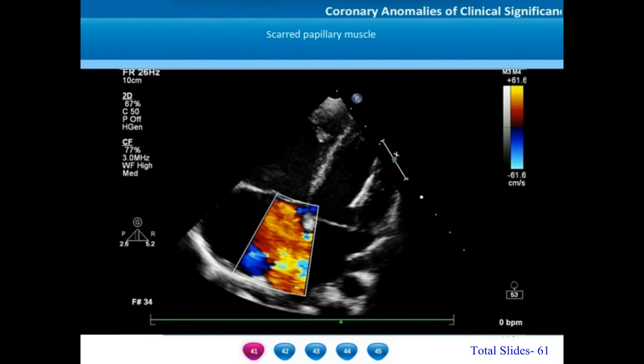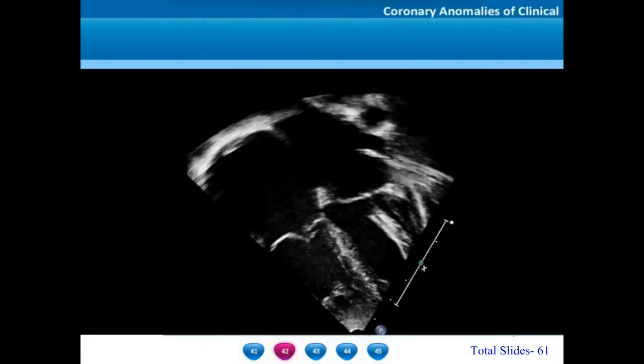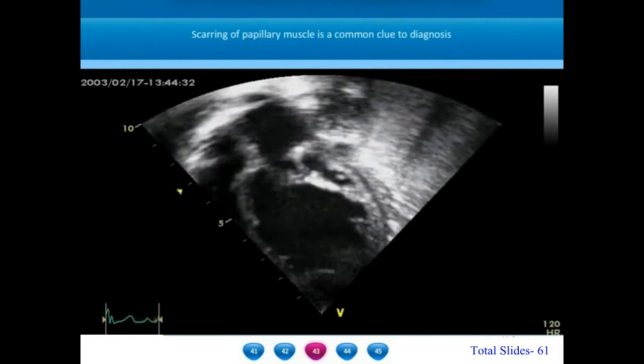We also need to identify the scarring of the papillary muscle. If you look at the left ventricle, within the cavity of the left ventricle, you can see the highly echogenic, sparkling white papillary muscles which are thin and fibrosed. Once again, this is another apical four-chamber view showing the scarred papillary muscles within the left ventricular cavity. The scarring of the papillary muscle is a very good clue to the diagnosis.